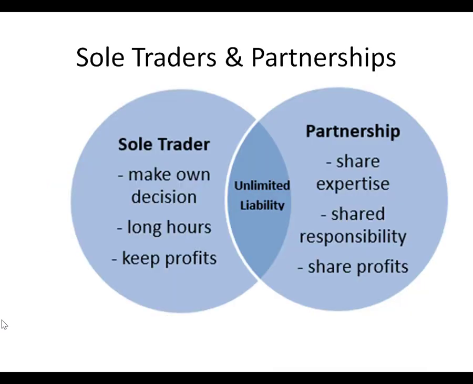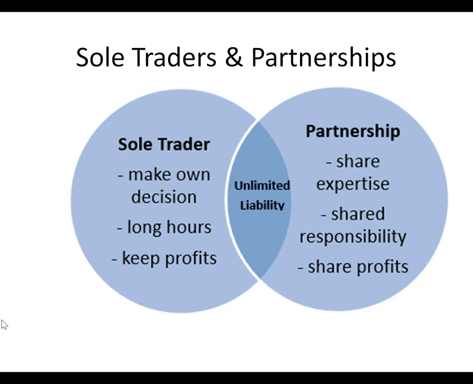So here's a little Venn diagram just to introduce the concept of sole traders and partnerships. So we can see in the middle, the overlap of sole traders and partnerships is the disadvantage of unlimited liability, which I'll explain in a wee moment. But on the left hand side for sole traders, you can see that they make their own decisions. They sometimes have to work long hours, but they do get to keep all the profits. Whereas partnerships, they can actually share expertise, share responsibility, but they do have to share the profits. And again, we'll go over this in more detail in a moment.